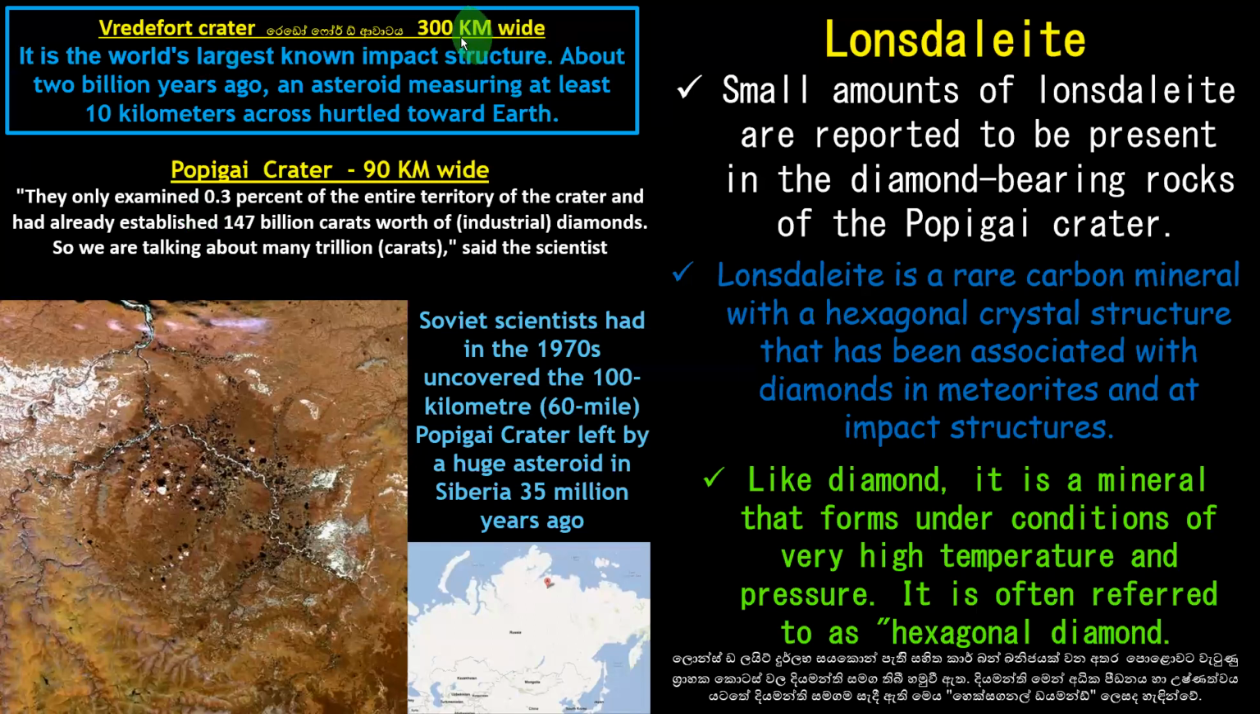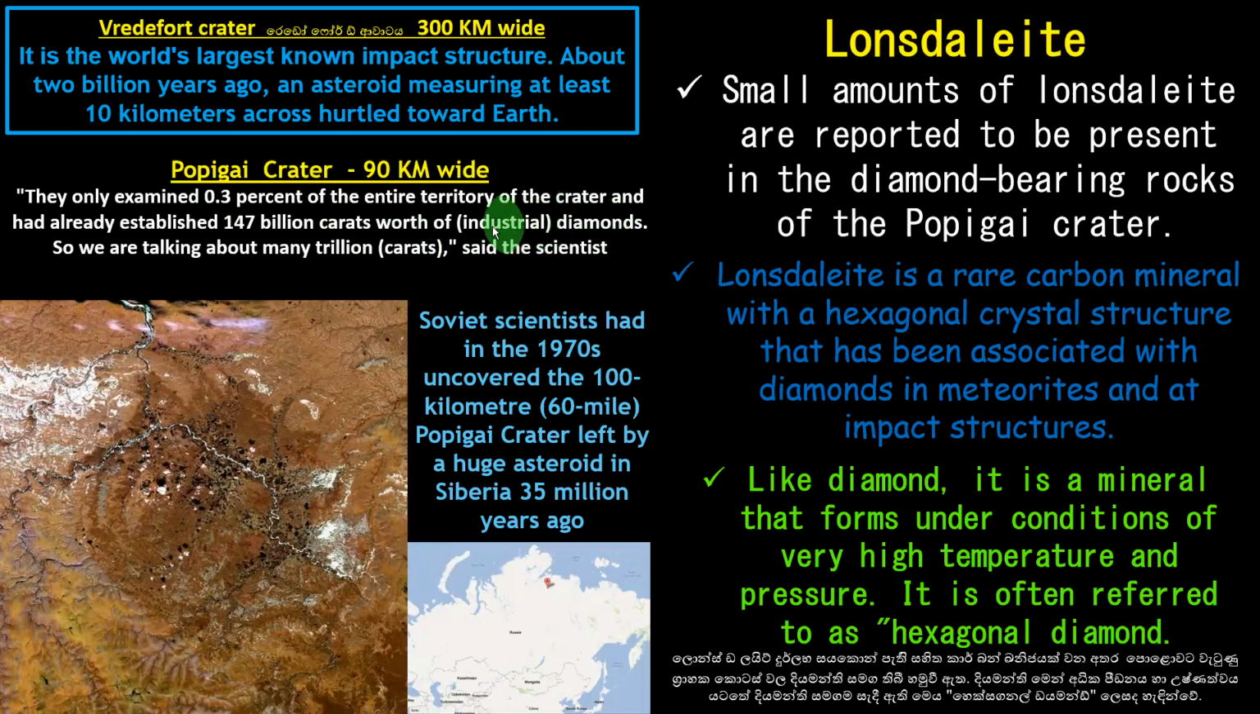The width, 300 kilometers wide, you can imagine it. Then, Popigai crater, 90 kilometers wide, we discussed earlier. In Soviet Russia, they examined only 0.3% of the entire territory of the crater and had already established 147 billion carats. 147, not million, billion carats worth of diamonds.